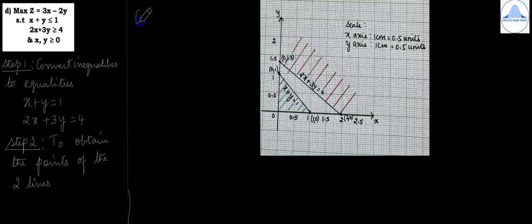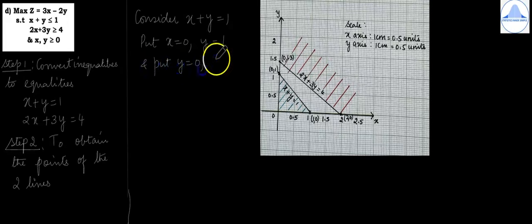So take the first equation, consider x plus y is equal to 1. Put x equal to 0, so you'll get y equal to 1. And put y equal to 0, so you'll get x equal to 1. So therefore (0, 1) and (1, 0) are the points of the line.